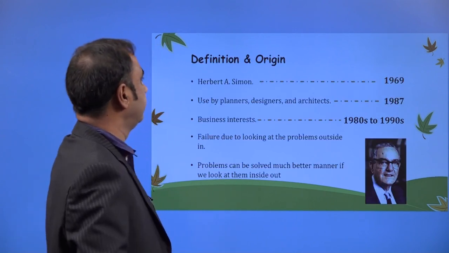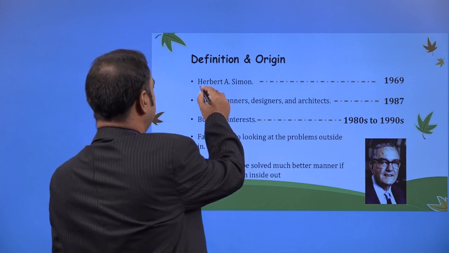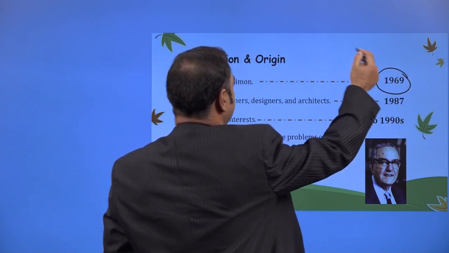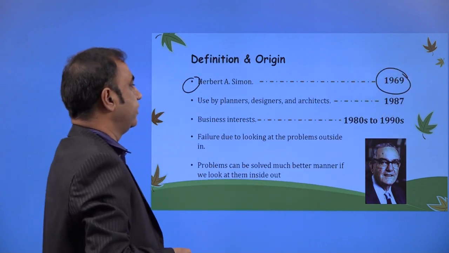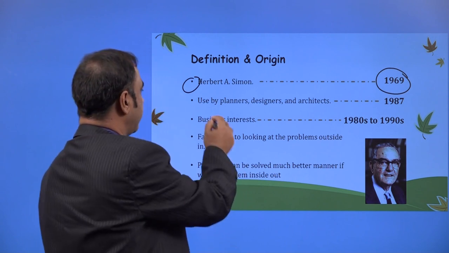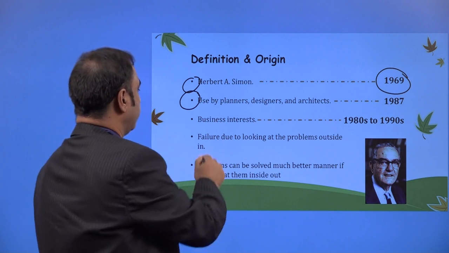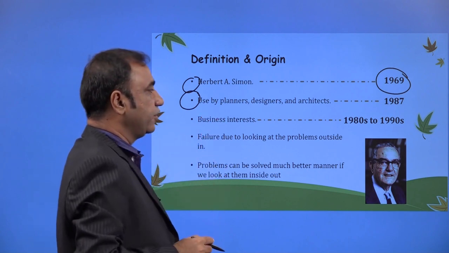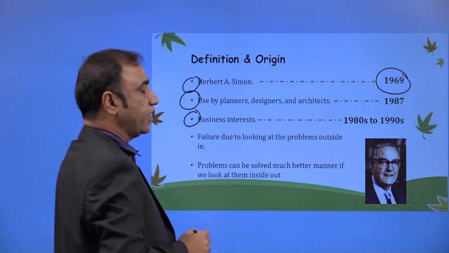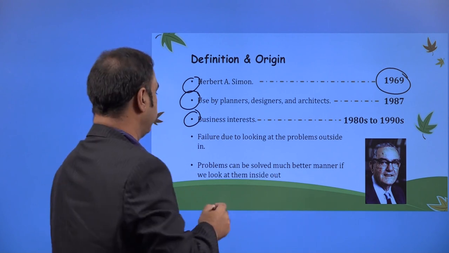So, the origin of design thinking. By Herbert A. Simon, as we have already seen, in 1969. Design thinking is used by planners, designers and architects. They started using it in 1987. While using this, design thinking became of business interest from the 1980s to the 1990s. People started using it with business interests.